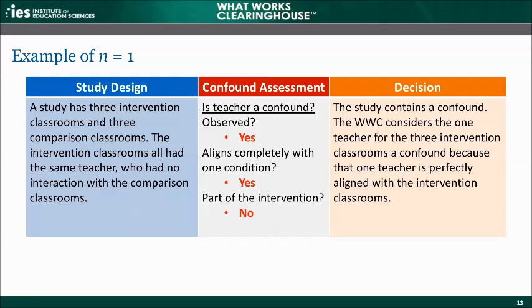A helpful approach to answering this question is to consider the characteristics of confounds that Herb introduced. That is, the confound needs to be observed, needs to align completely with one study condition and not be part of the intervention. In our example, a single teacher in the intervention condition checks all the boxes. It is observed, it aligns completely with the intervention condition, and is not part of the intervention. The conclusion in this case is that the study contains an N=1 confound.